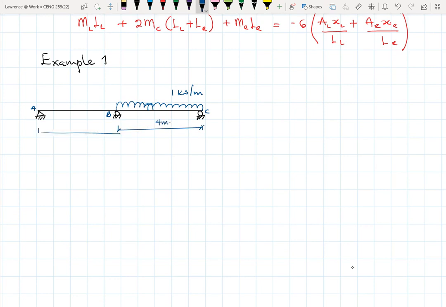And between A and B, we have these dimensions for the length. This is 2 meters here and 4 meters. And there's a point load right there, which is 3 kilonewton.